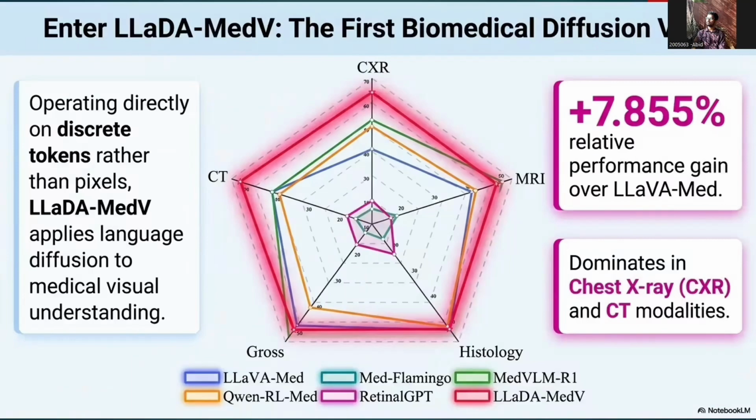This brings us to the core of the paper, LLaDA-MedV, the very first biomedical diffusion language model. Unlike the standard models, it operates directly on discrete tokens rather than just image pixels, applying language diffusion to understand medical visuals. Looking at the radar chart, LLaDA-MedV absolutely dominates the competition, particularly in chest X-ray and CT scans. Overall, it achieves a notable 7.855% relative performance gain over the older LLaDA-MedV models.